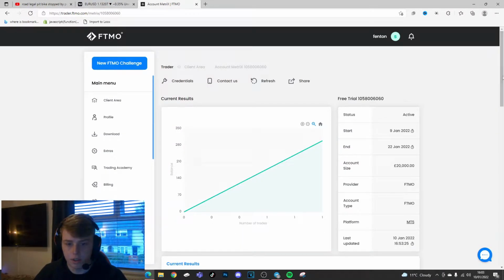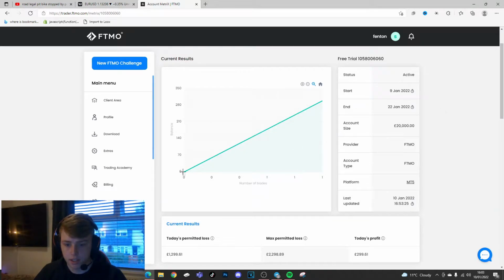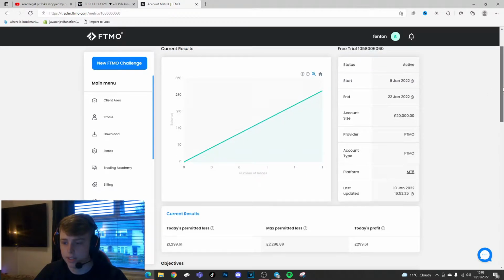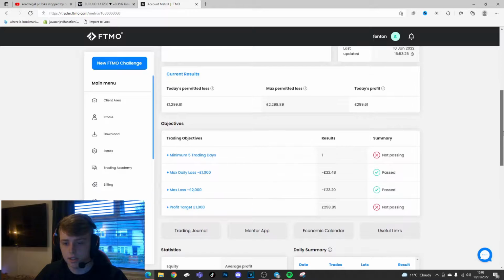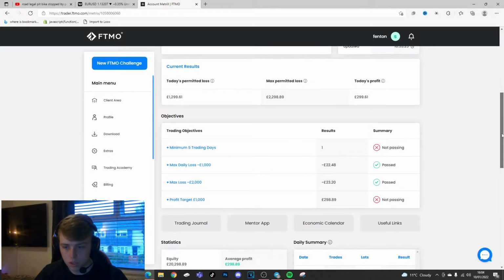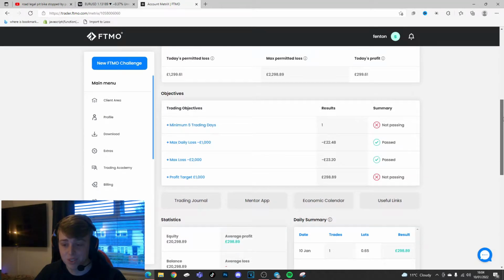So here we are on the FTMO account. As you can see, balance started on 0 and is now £300 up from the one trade in one day, right? So if we go down here, obviously minimum trading days I'm not passing because it's literally only been a day, a couple hours, if that. Max daily loss is £1,000 because I'm doing a 20,000, so that's 5%. But yeah, drawdown of £22.48. £22 drawdown.